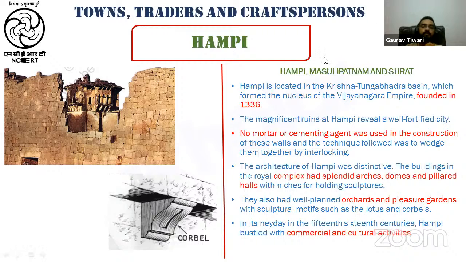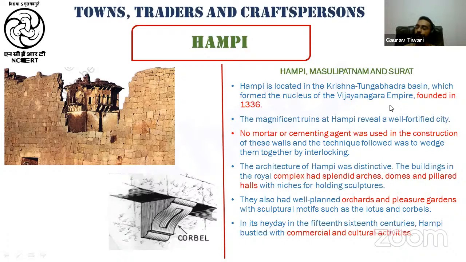This Hampi is located in the Krishna-Tungabhadra basin. So basically it is located on the bank of the Tungabhadra, which is the basin of Krishna and Tungabhadra. This Hampi was the nucleus of one very important empire in the medieval time. In medieval time, a Hindu empire originated in South India, and its name was the Vijayanagar Empire. Now, this Vijayanagar Empire was founded by Harihar and Bukka in the year 1336, and Hampi was the nucleus of this Vijayanagar Empire.